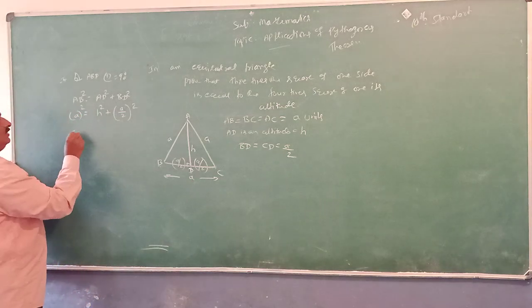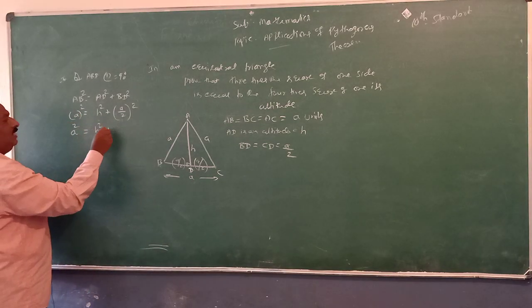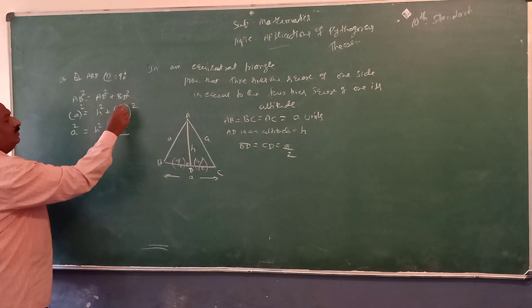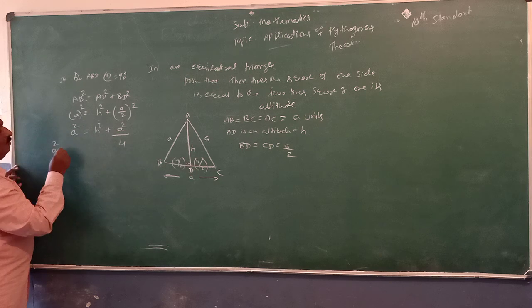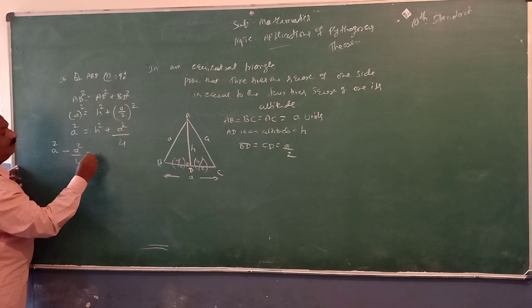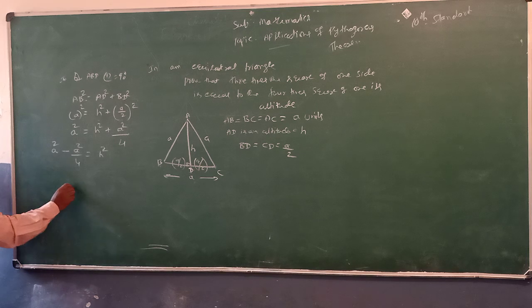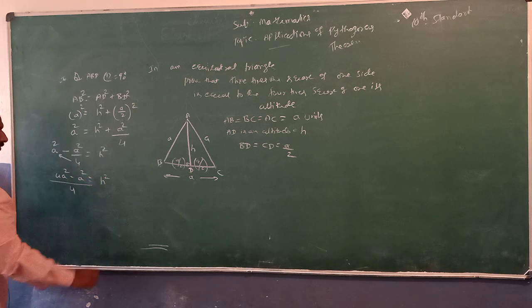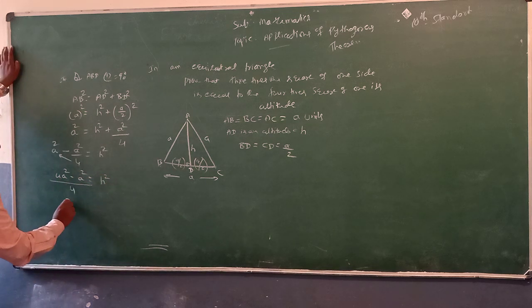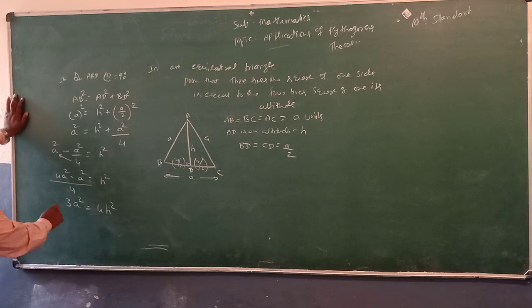So A square is equal to H square plus A square by 4, 2 2s are 4. Come to this side, A square minus A square by 4 is equal to H square. 4 is the LCM, 4A square minus A square is equal to H square. 4A square minus A square, 3A square is equal to 4H square. We have proved this. Yes, the problem is over.